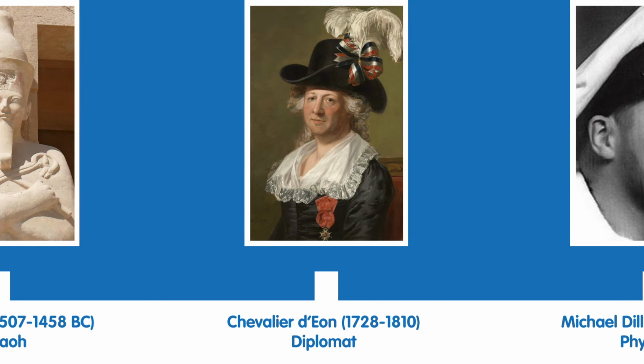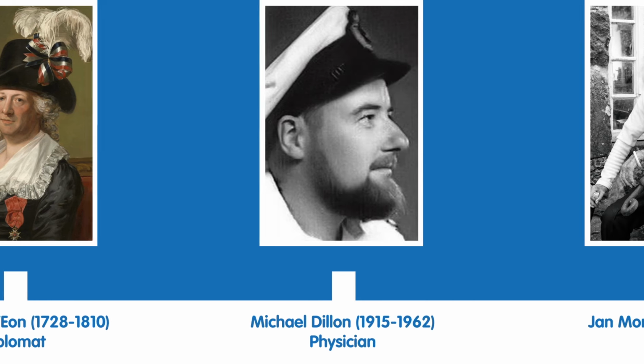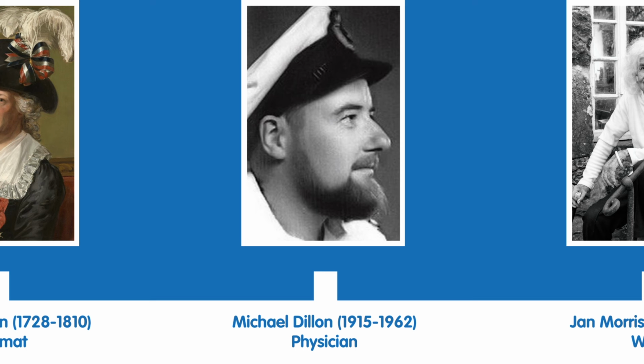1728-1810, Chevalier d'Eon was a diplomat and a spy for Louis XV. They were also a fencer, and their portrait is in the National Portrait Gallery. The Beaumont Society is named after them and has been around since 1966, supporting trans and gender non-conforming individuals. 1915-1962, Michael Dillon, who was a physician and also a Navy officer.